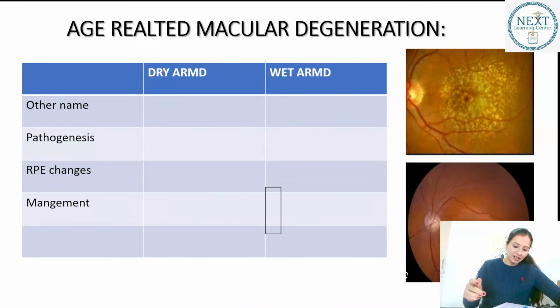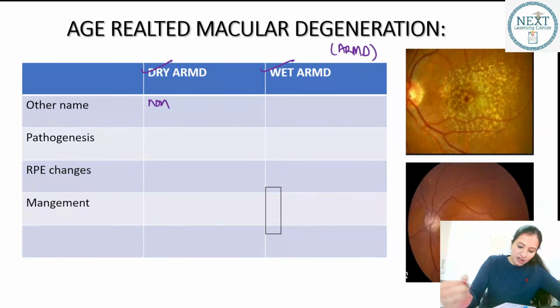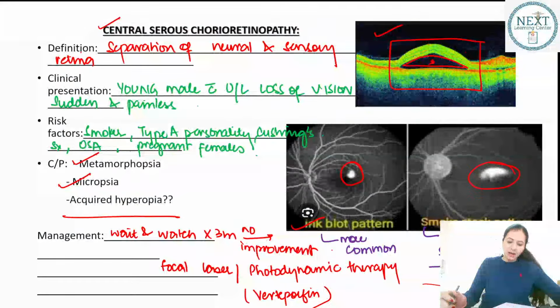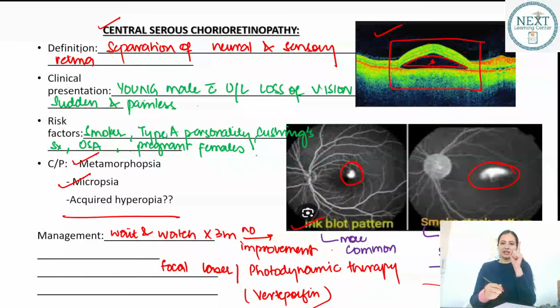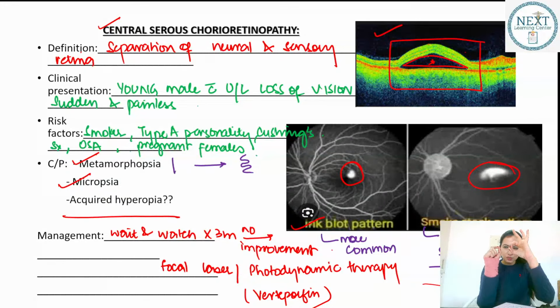Age-related macular degeneration, it is of two types, dry ARMD and wet ARMD. ARMD is short form for age-related macular degeneration. Dry one, clinical presentation is metamorphopsia. Metamorphopsia means a line that is straight, to a patient of CSR, it will appear wavy like this. Micropsia means object which is of this size, patient will perceive it as small. That is smaller size is micropsia.